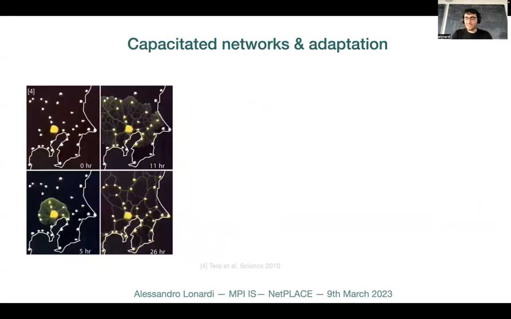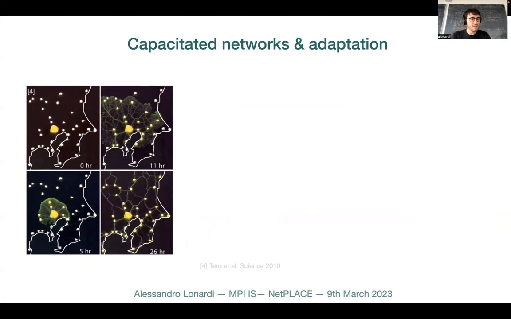So finally, I'm going to introduce you to a third problem that may seem unrelated to the ones before, but then we're going to map all of them together. There is the one of capacitated networks and self-adaptation dynamics. So let's start with an example that I think it's the easiest way to introduce this problem.